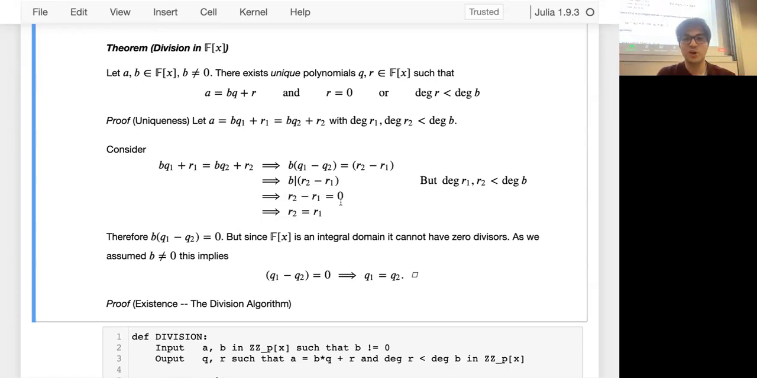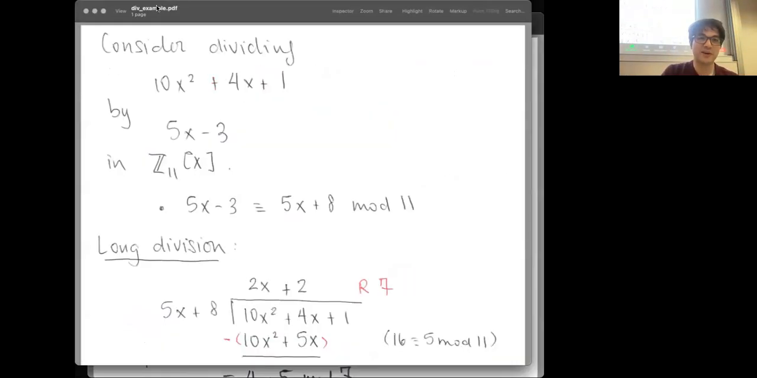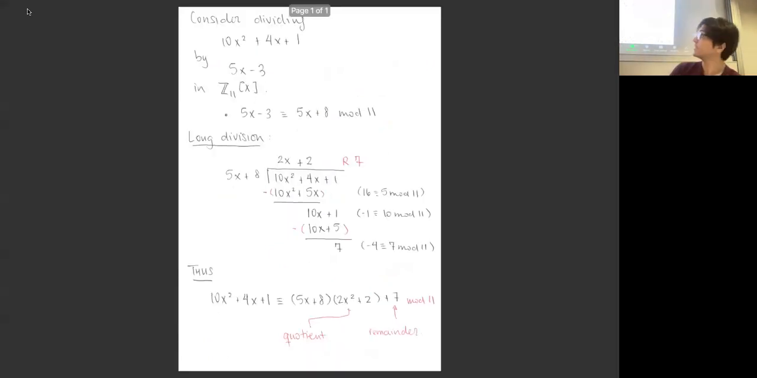Okay, so let's recall what this meant from high school. All of you were surely given a problem like this in high school, or maybe here in calculus: take 10x squared plus 4x plus 1, and divide that by 5x minus 3.